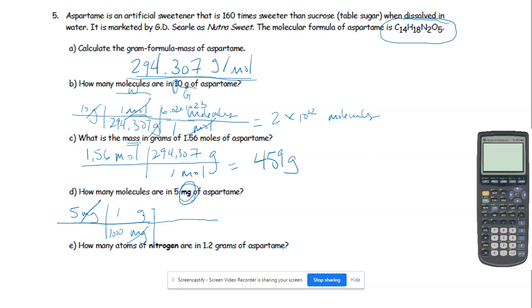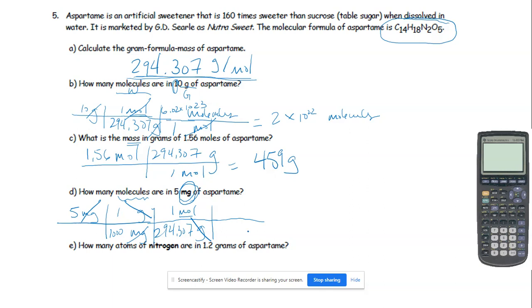So I have grams on the top. I want it to go away. I'm going to put grams on the bottom. Turn those grams into moles. How many grams in 1 mole of aspartame? Back to that answer to part A, 294.307 grams per mole. Grams has canceled out. I have moles, but I don't want moles. I want molecules. So 1 more chunk of railroad track here.